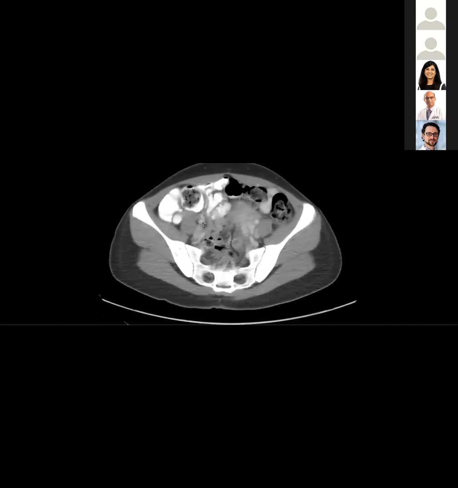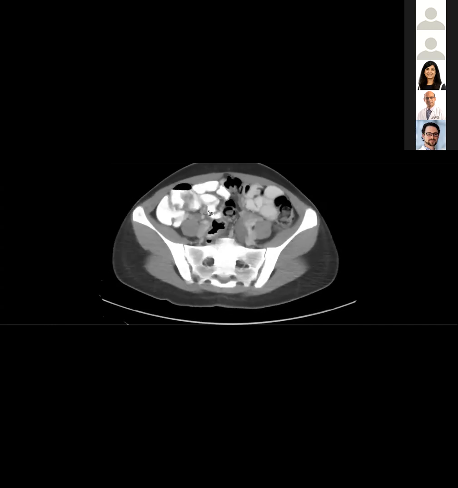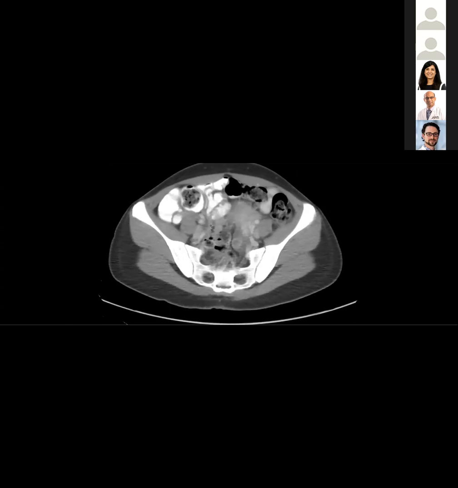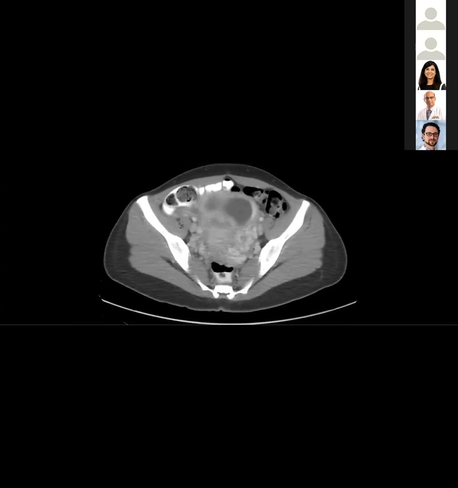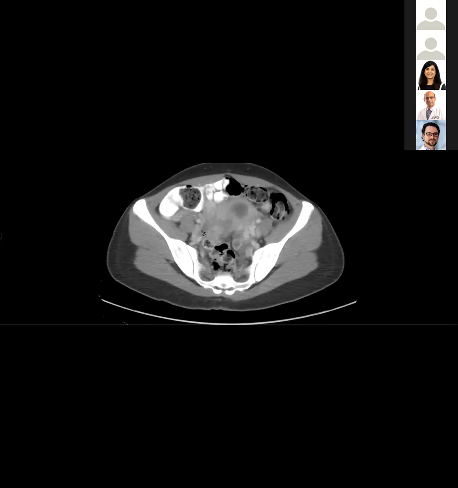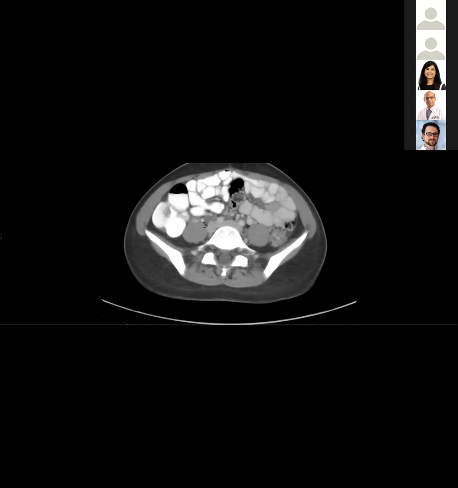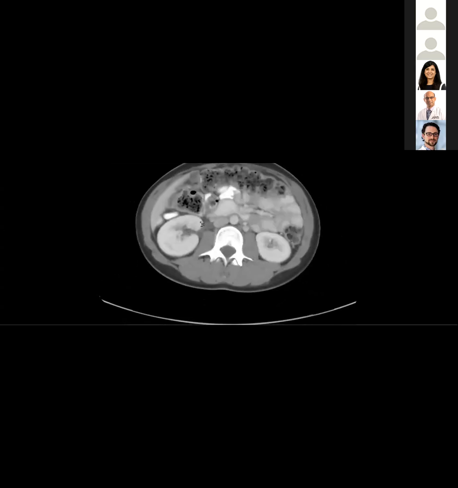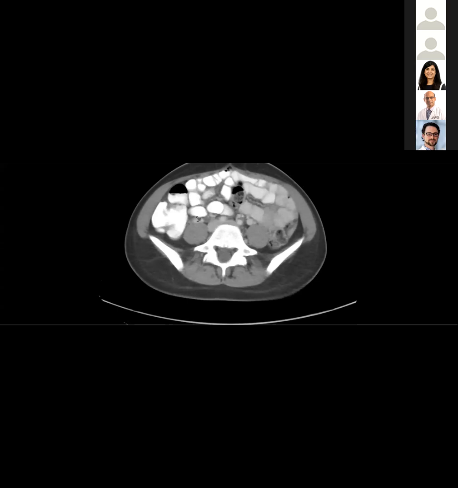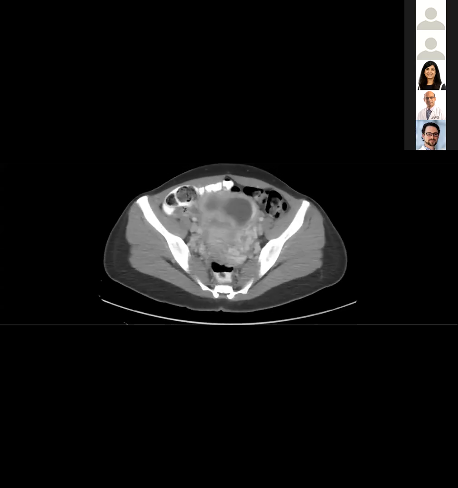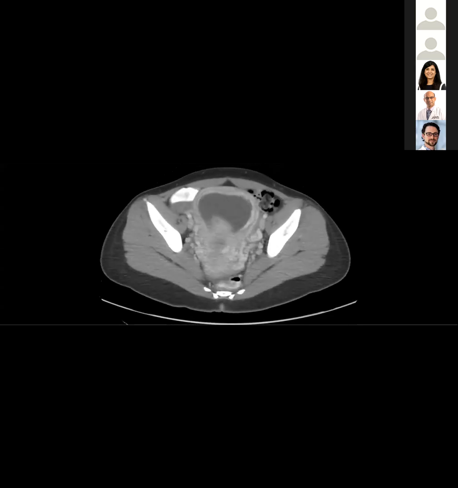And you can see that here's the contrast filling the appendix. So the appendix was clear, and the fat around it was pretty clean, so no appendicitis. So I was about to close the case. Then you can see here's the right gonadal vein, so go down, and then it becomes non-opacified, and it goes right into this ovary.